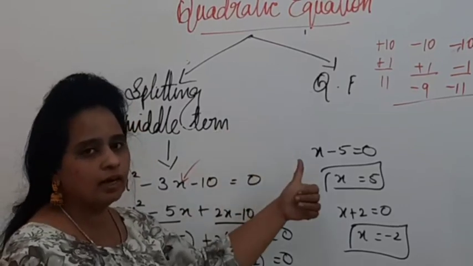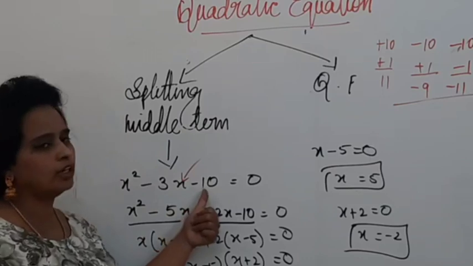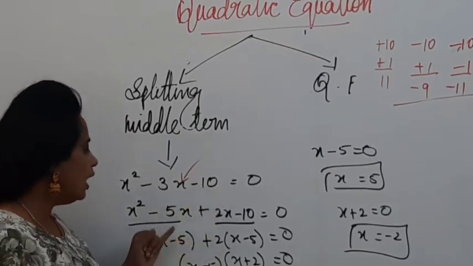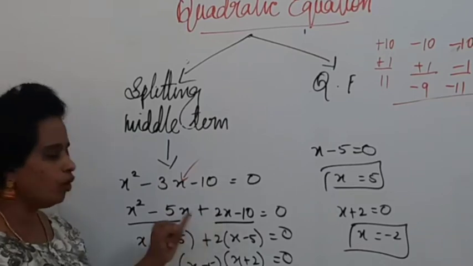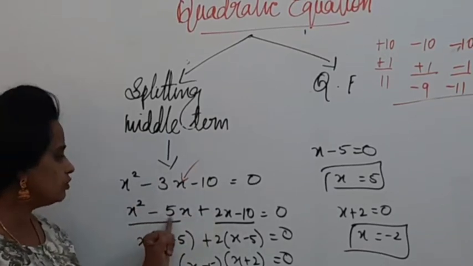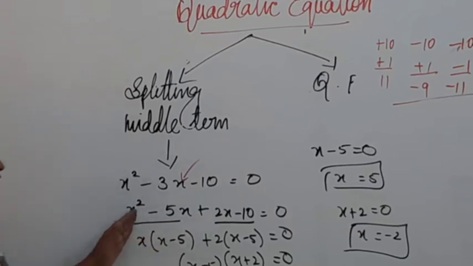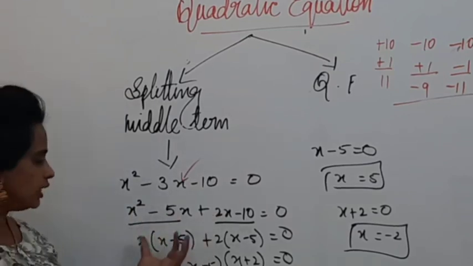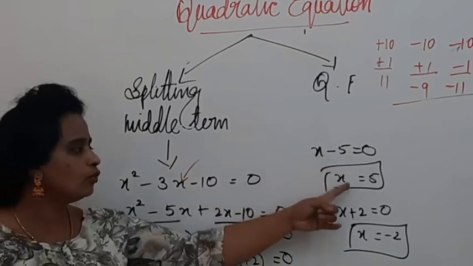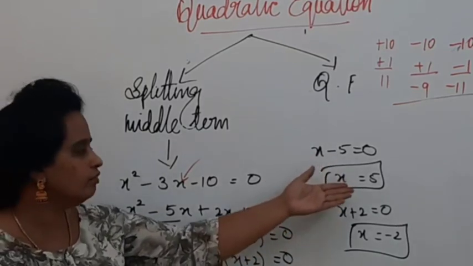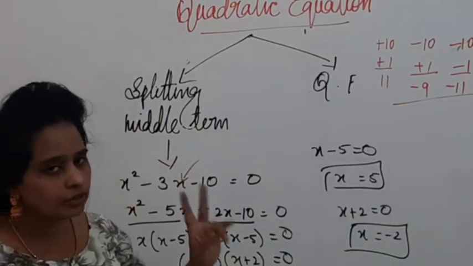Pick one pair of factors such that the addition must be the middle term and the product must be the constant term, and then write those factors in a split form like x squared minus 5x plus 2x minus 10. Then group the terms, take the common factor out, and equate each linear factor to 0, so you get your solution. That is the value for x. So x plus 2 is equal to 0. So you get 2 solutions.